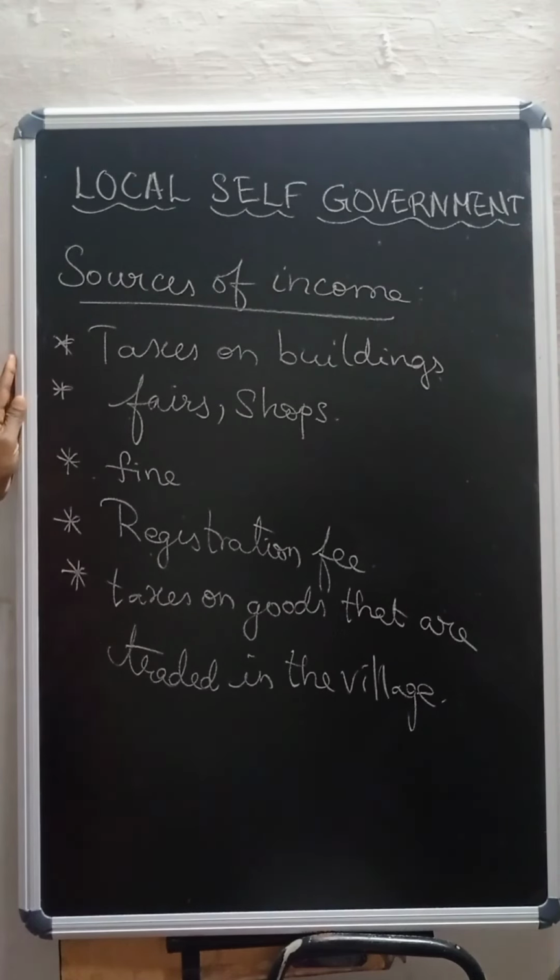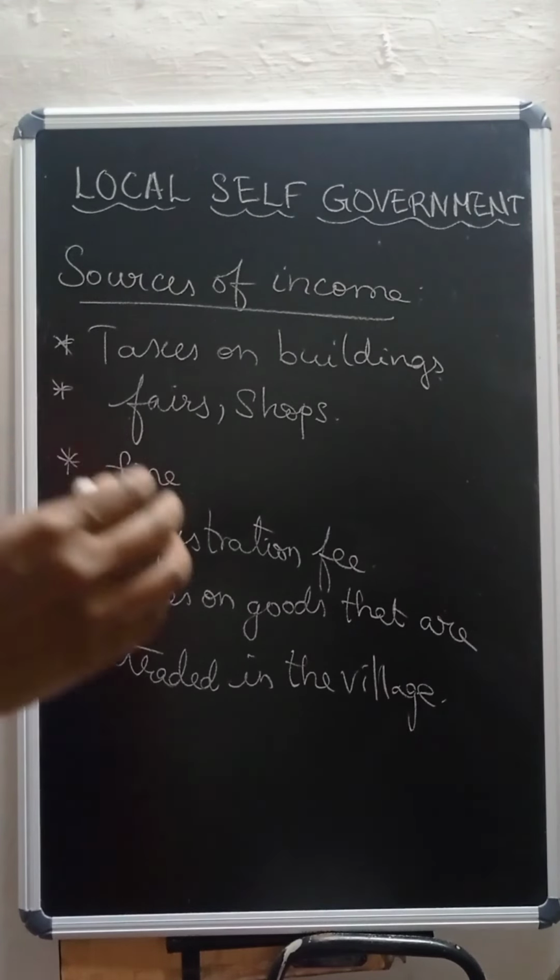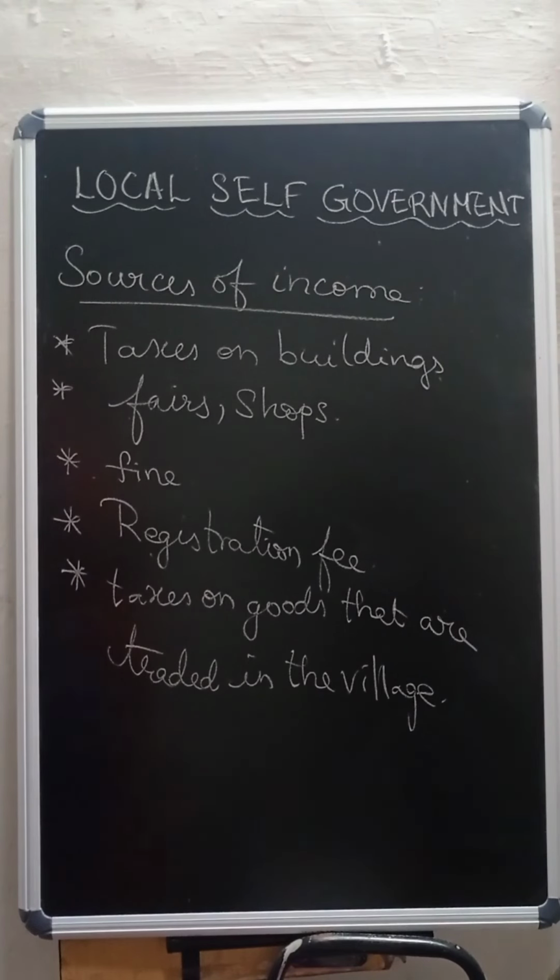So, taxes on the buildings, that is the property tax imposed on the buildings, and they will conduct fairs. Fairs means exhibitions. So, government exhibitions will be conducted, and from that they will earn some money, and from shops they will collect some money. And whenever they are dealing with some criminal cases, and they find fault in some people, they will impose some fine on those people. So that particular person will pay some fine, and that will also be an income for this Panchayati Raj.